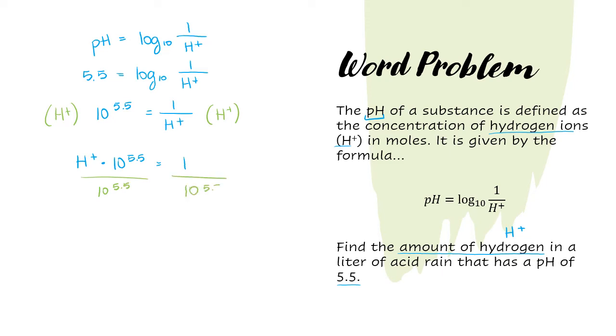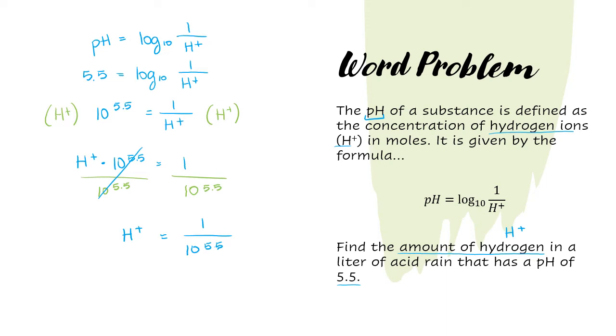And this is definitely one where I would say a calculator is very, very helpful. Because 10 to the 5.5 is canceled out on the left, our amount of hydrogen, our H+, is equal to 1 over 10 to the 5.5 power. Let's plug that into our calculator. You could use your TI-84, you could use your phone.